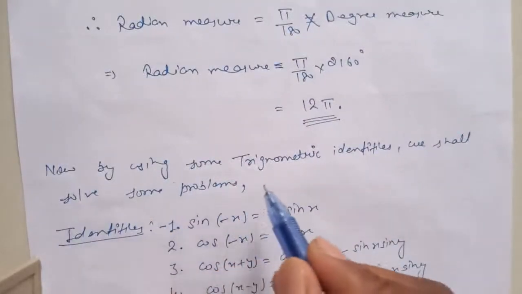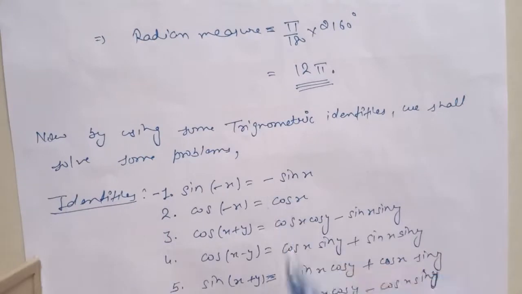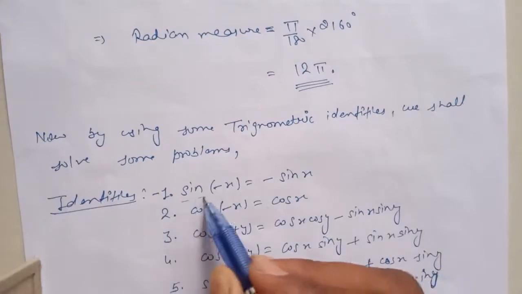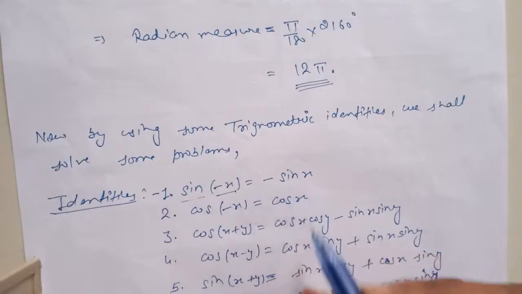Now by using some trigonometric identities we shall solve some problems. First of all, we see what the trigonometric identities are. That is, sine of minus x is equal to minus sine x.